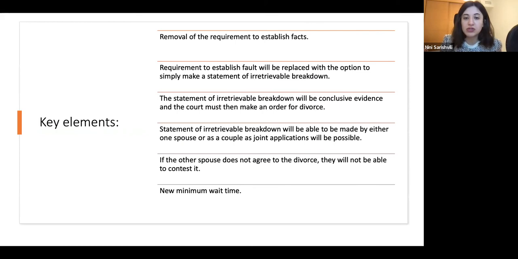A statement of irretrievable breakdown will be able to be made by either one spouse or as a couple, as joint applications will be possible. If the other spouse does not agree to the divorce, they will not be able to contest it. So even if just one of the couple wants to get a divorce, they should be able to do so. And the minimum time is different now with the new Act.